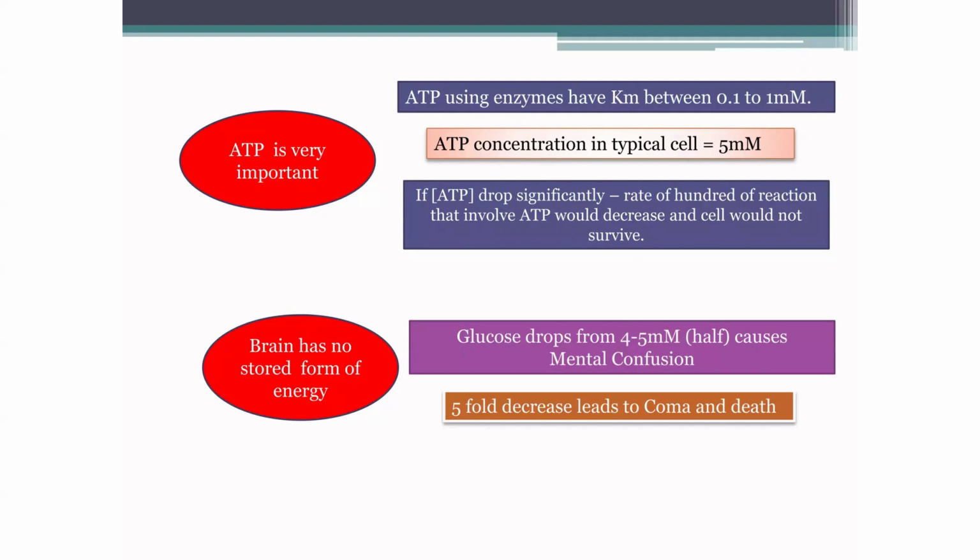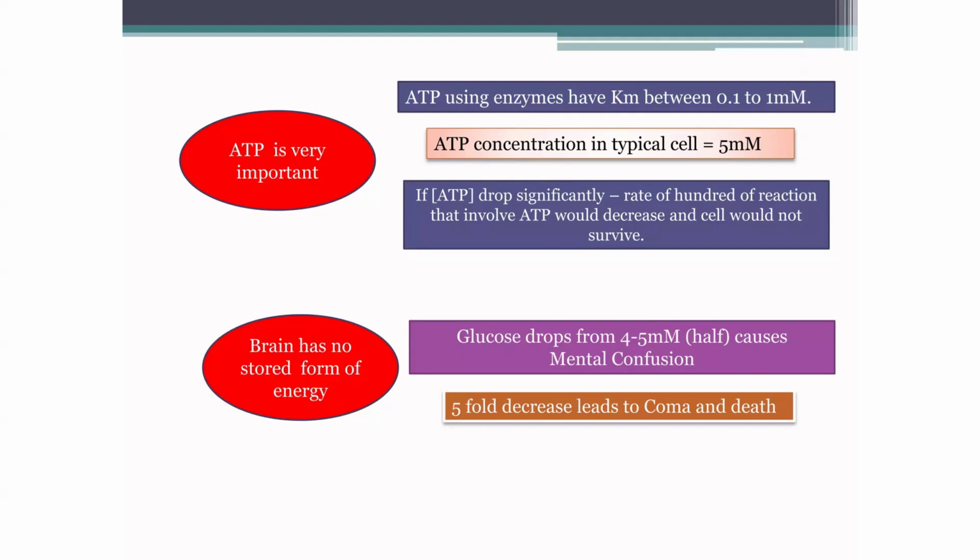If the concentration drops below 5, then the rates of all those hundreds of reactions that involve ATP would decrease, because there are thousands of reactions that need ATP to continue their processes. So now the ATP has dropped, all those hundreds of reactions will also have problems. And of course, at the end, the cell may die.